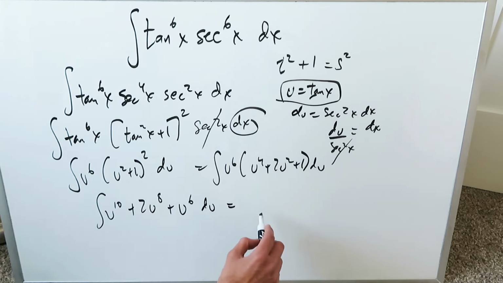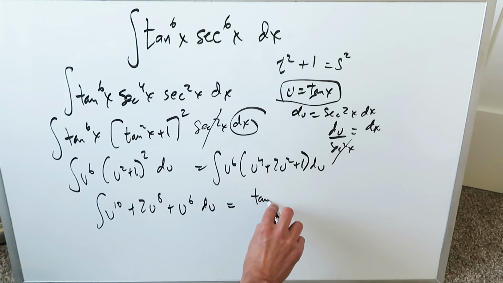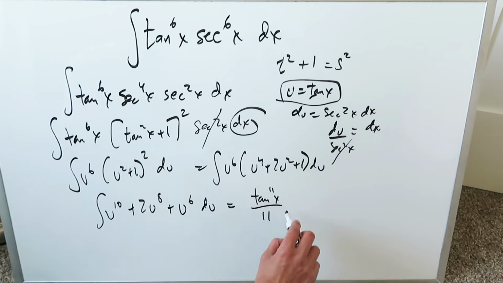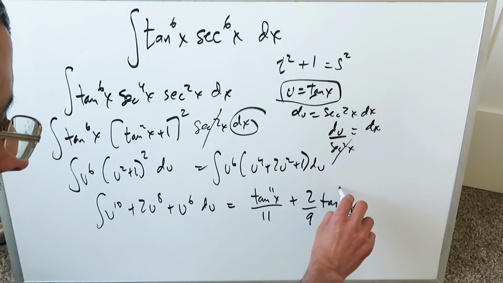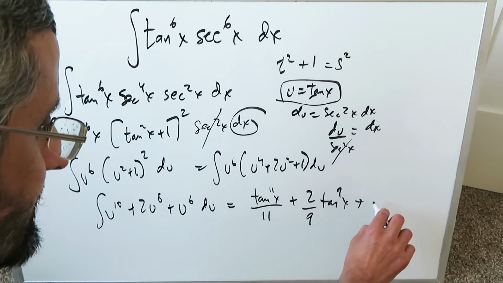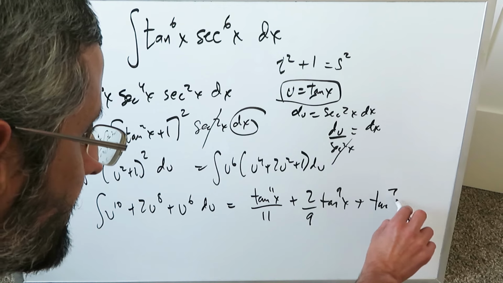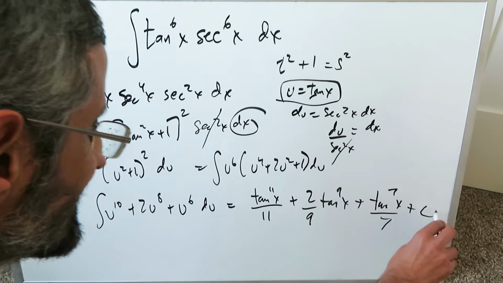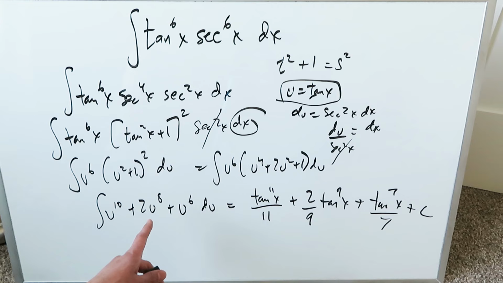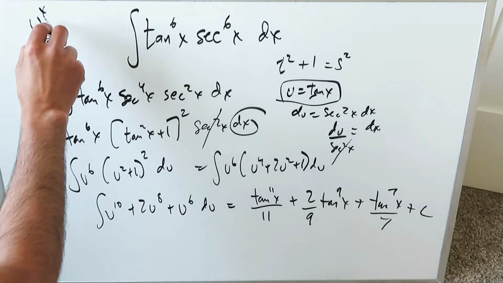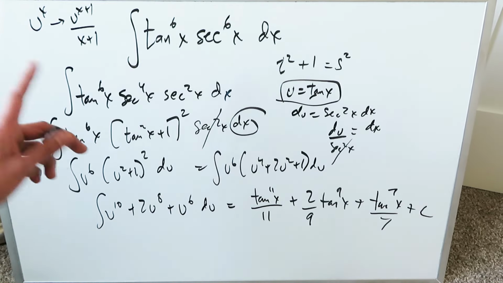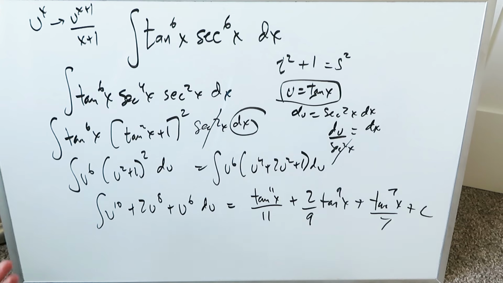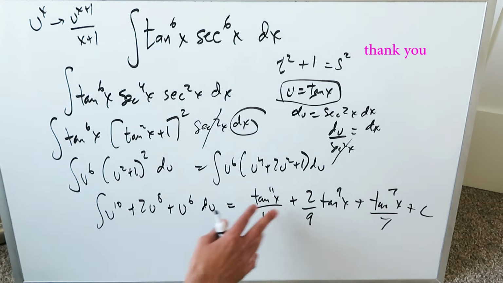You'll have u to the 11 over 11. You'll have tan to the 11x over 11 plus 2 over 9 tan to the 9x plus tan to the 7x over 7 plus c. That's your final answer, because in each of these cases, the polynomial integral, u to the x is always going to u to the x plus 1 over x plus 1, the template for a basic polynomial integral or the antiderivative, and you're running that through.